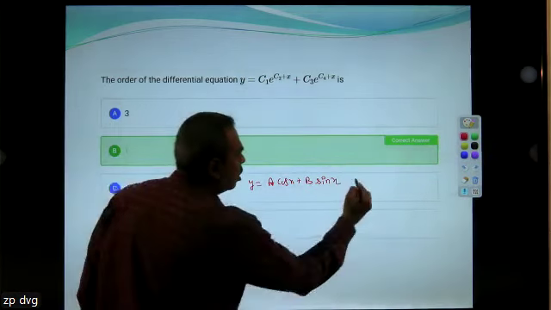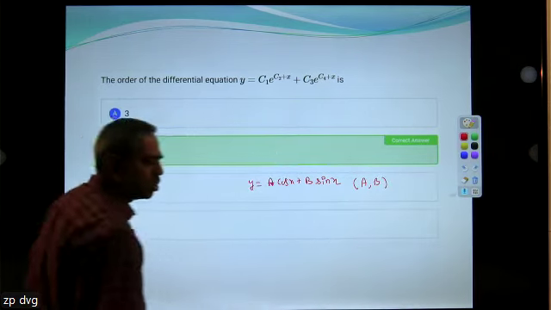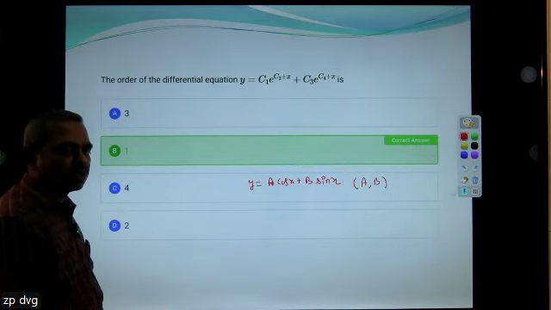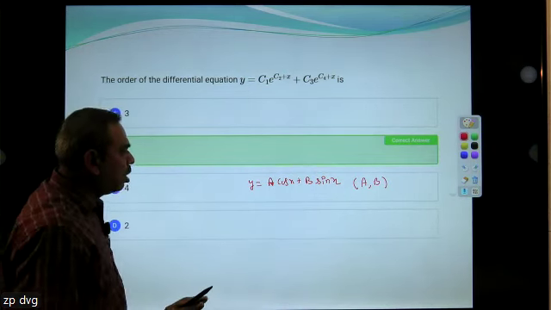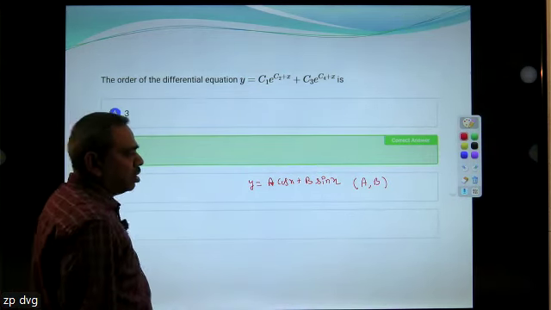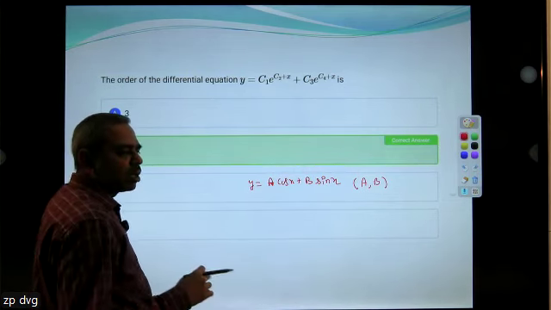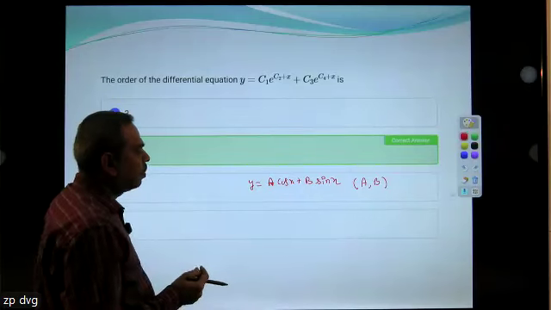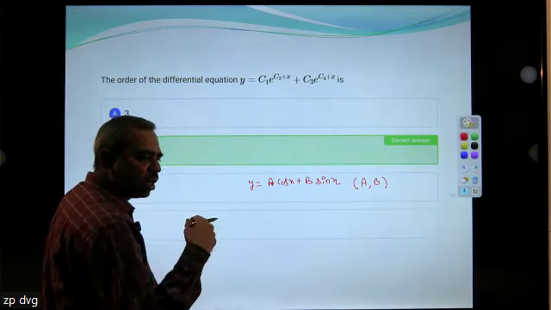Here A is one constant and B is one constant. I'm indicating A and B in a bracket like this. So these are the arbitrary constants. The meaning of arbitrary constants means they can be any constants. Now this is one equation given. So for this equation, now let us use one format here. We have to find the differential equation.